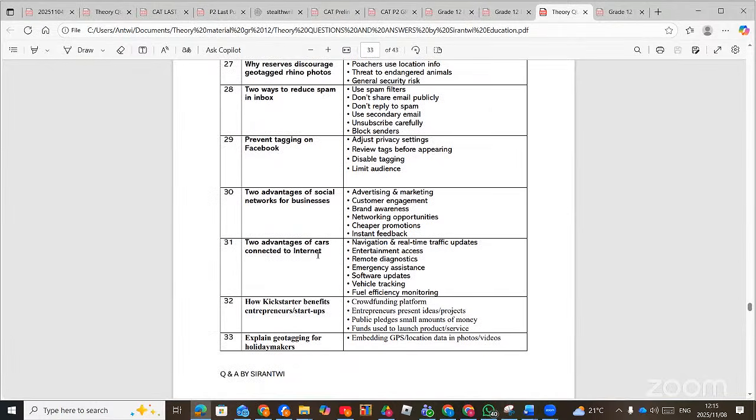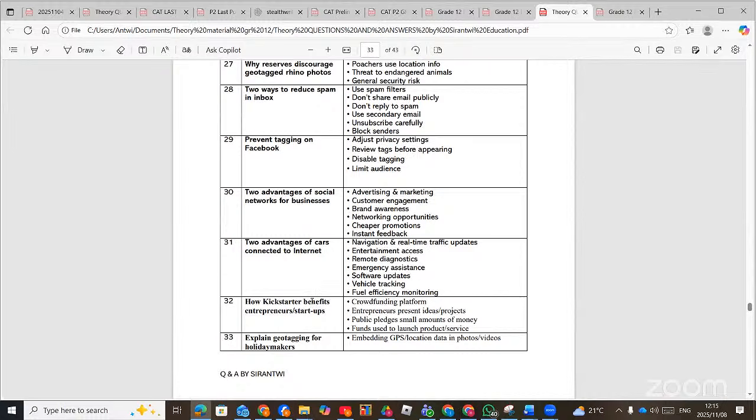Advantages of cars connected to the internet. That is the cars that are connected to the internet. They have navigation and real-time traffic updates, entertainment access, remote diagnosis, emergency assistance. If your car is connected to the internet, you can do all this. Vehicle tracking and others.